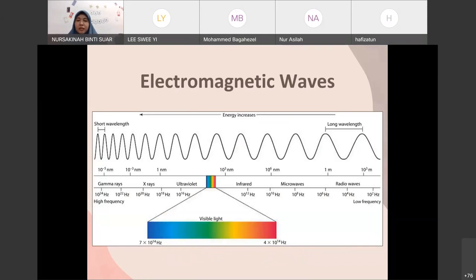In the electromagnetic spectrum, you can see that it comprises both ionizing and non-ionizing radiation, and it goes by energy. When you have a longer wavelength, the energy decreases, and with a shorter wavelength, the energy increases. That's why microwaves, radio waves, infrared, and visible light are the most common things we use in our daily life, for your Wi-Fi, TVs, phones, any means of communication, and the visible light we use daily.